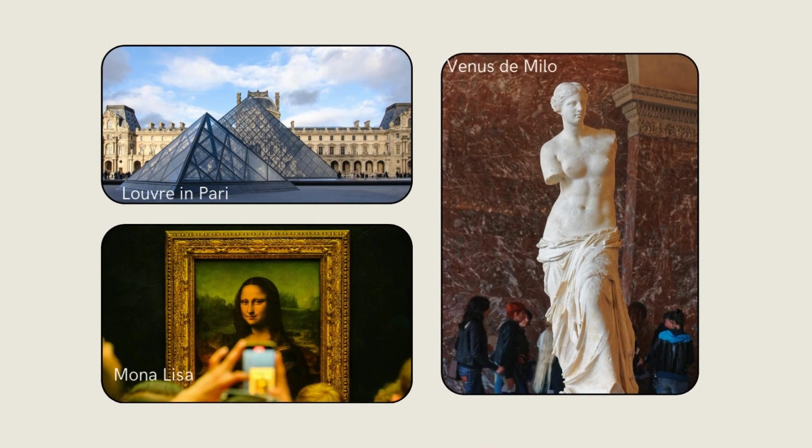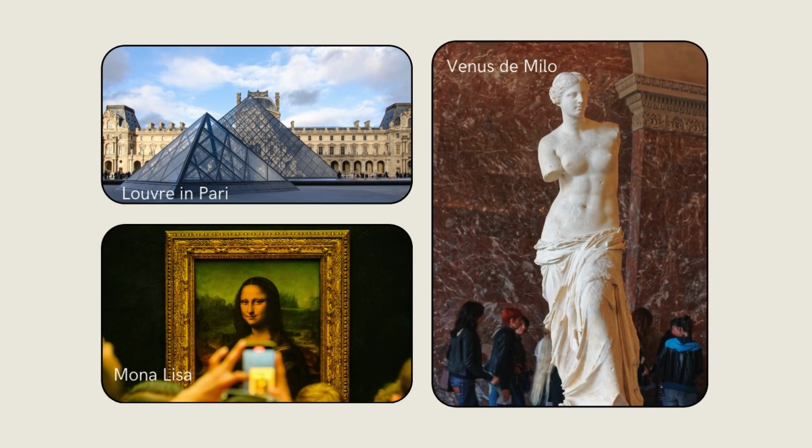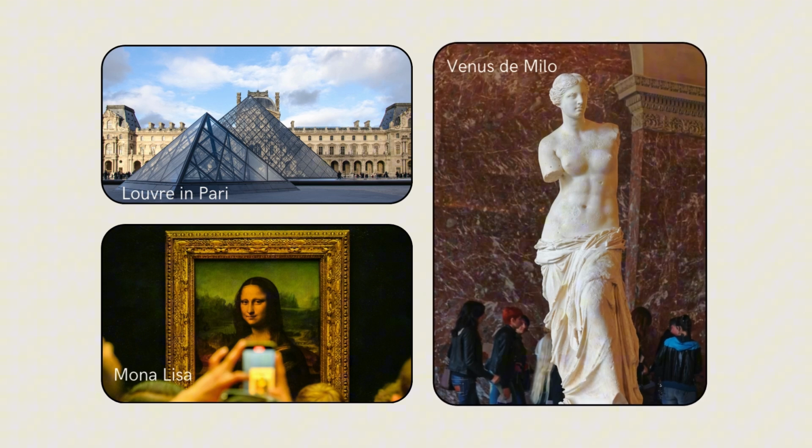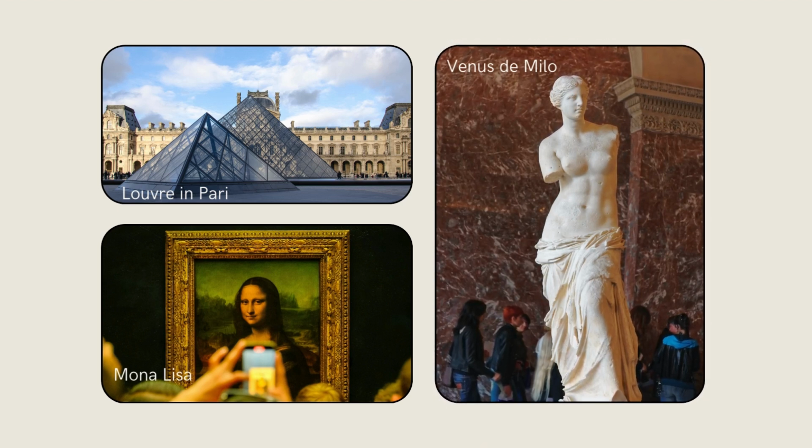Consider the Louvre in Paris, which transitioned from a royal palace to a public museum in 1793 during the French Revolution. Its collection includes masterpieces like the Mona Lisa and the Venus de Milo, with curators ensuring visitors appreciate their historical and cultural significance.